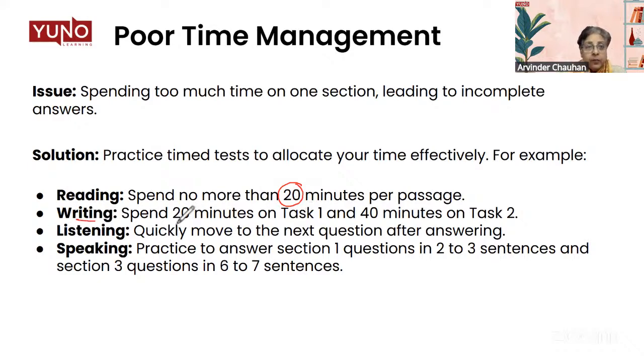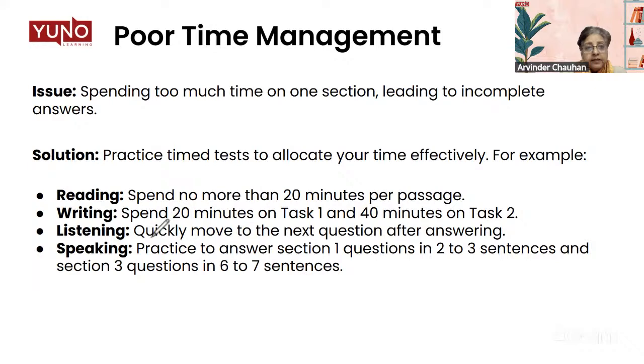Okay, writing: spend 20 minutes for task 1 and 40 minutes for task 2. This is something which is really very important for writing. We've had too many incidents wherein people were able to write really very good reports and very good essays as far as the structure, the language, everything, but they did not practice the time management. And on the examination day, they just lost track of everything because they were not able to manage the time. So time management is one of the most important things that you have to look at.